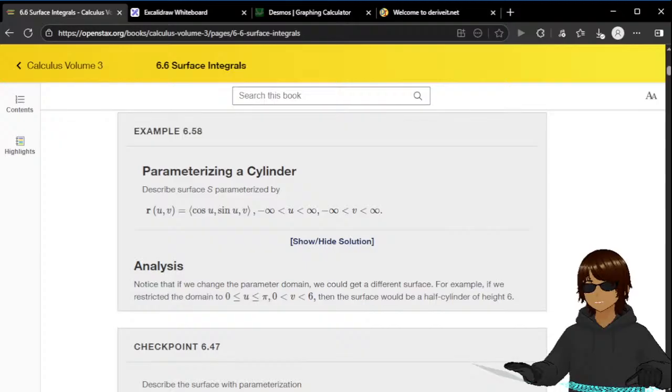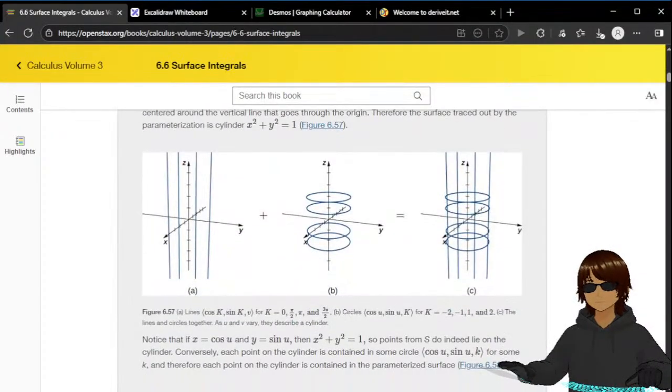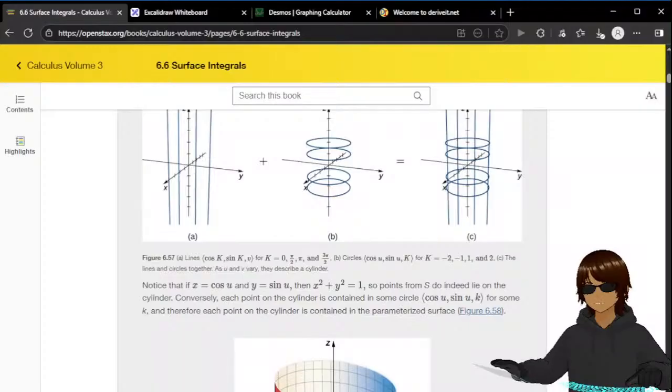So r(u,v) = (cos u, sin u, v), this defines a cylinder. If you keep v constant, the cos u and sin u will make a circle. And if you keep u constant, v will just make a straight line in the z-axis. So we just have a cylinder. Changing u gives a circle for different values of v, and for different values of u, we just have a straight line when we change v. So we get a cylinder in the end.